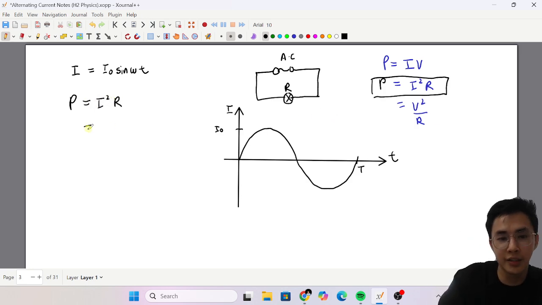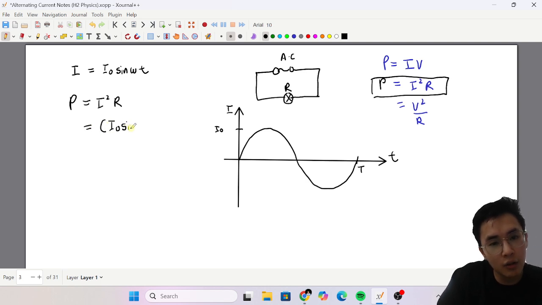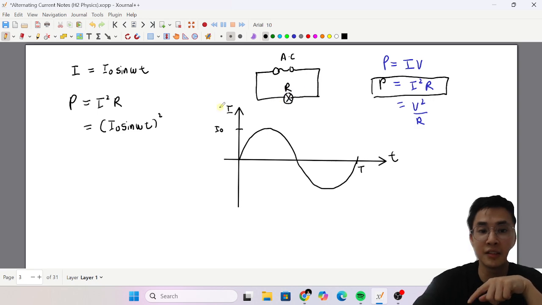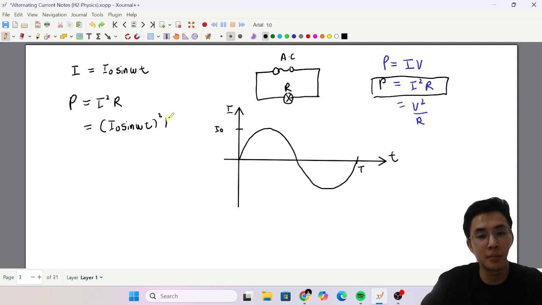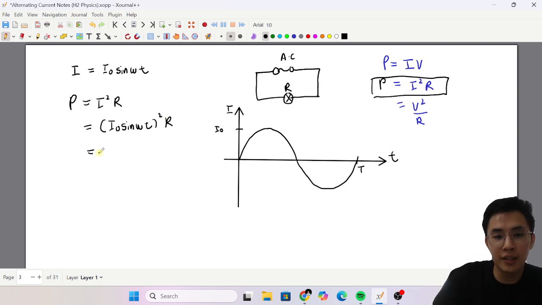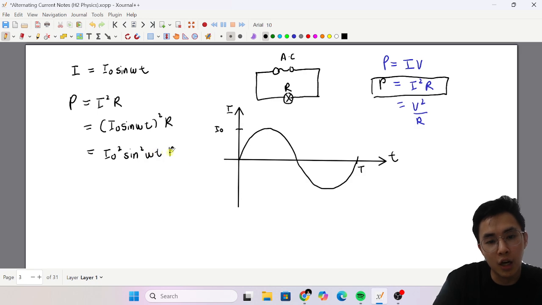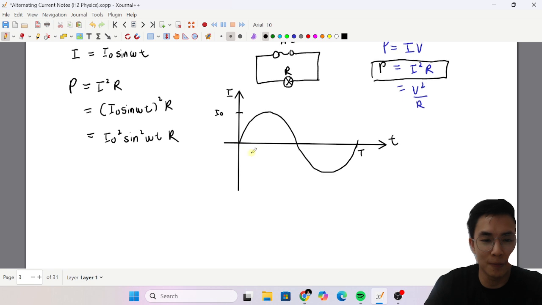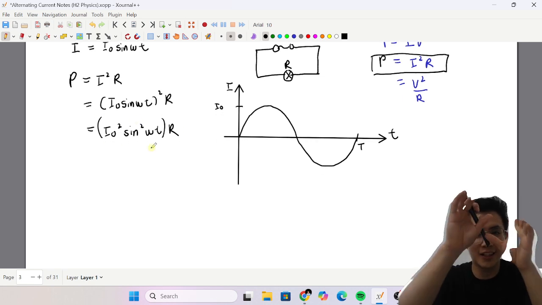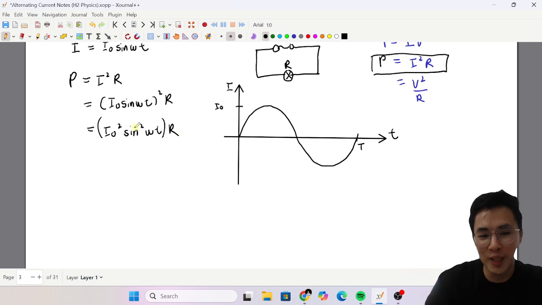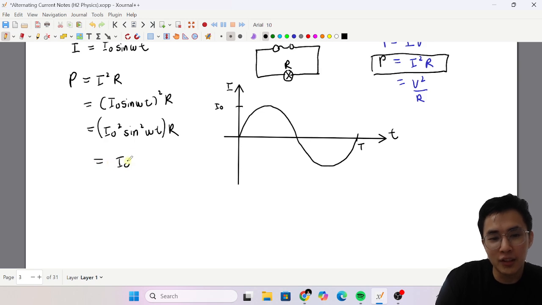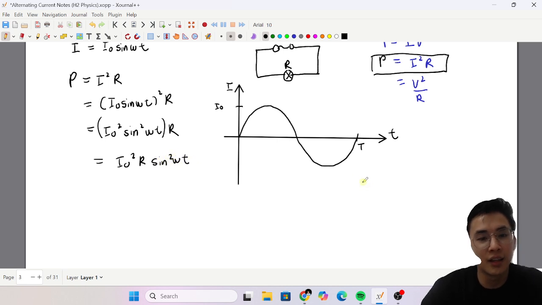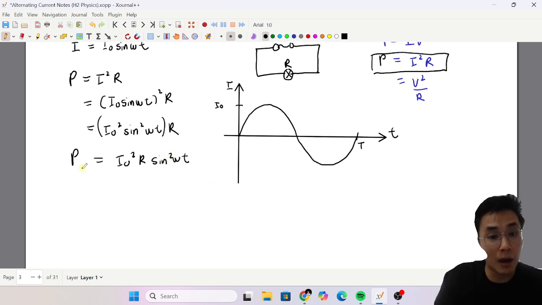So I hope you agree this is going to be I naught sine omega t, squared, times your constant resistance. The resistance is R, so we just put it there. And so we get I naught squared sine squared omega t times R. I'm going to make it easy to read, and I hope you agree I can write it this way: I naught squared R sine squared omega t. So we can actually draw out this power graph.